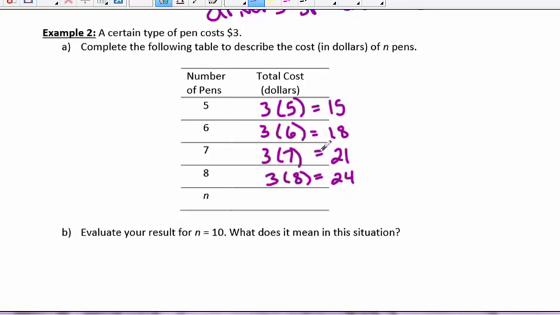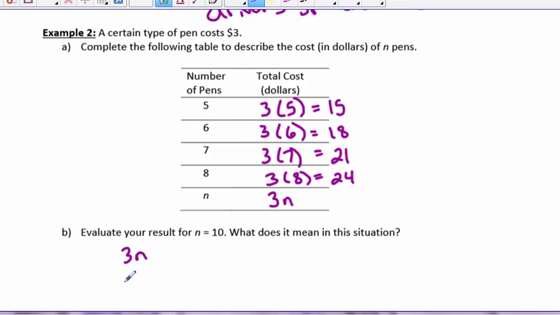So what we're doing right here is we're practicing describing the cost for a known number of pens, which leads us to describing the cost for an unknown number of pens. It doesn't matter how many pens it is. I'm always going to take 3 times the number of pens to compute the total cost. So 3 times n is going to be the cost for n pens. Alright, so the expression is 3 times n.